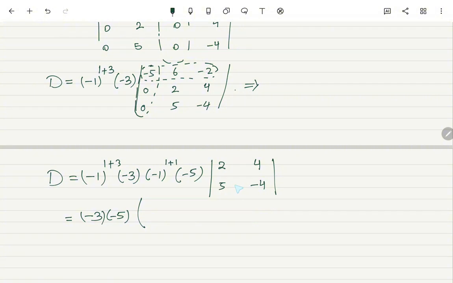Now this with this minus this with this. So minus 4 times 2, it's minus 8 minus 20. So the answer will be 15 times 28, which is minus 420.